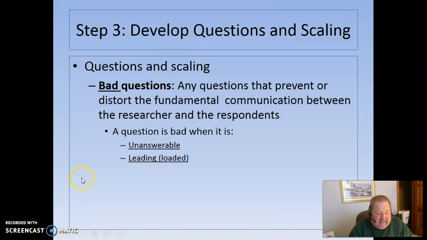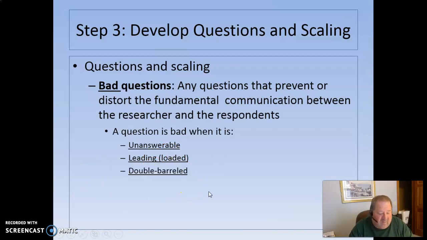Or avoiding leading or loaded questions. For example, a loaded question would be, most Americans are against raising taxes. Are you in favor of raising taxes? Again, you've loaded that in the front end by saying most Americans don't favor it. So are you going to be in opposition to most Americans? So you don't want to word things that way.